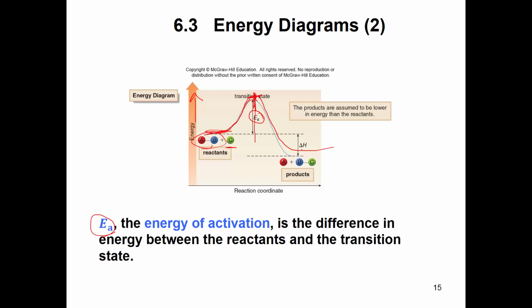Notice I'm showing you here as well the delta H. The change in energy is where the energy started with the reactants and where it ends up with the products. So you can see in this particular case that the energy is lower in the products than in the reactants. Since we ended up lower, it's going to be a negative delta H, which means it's also what? Exothermic.